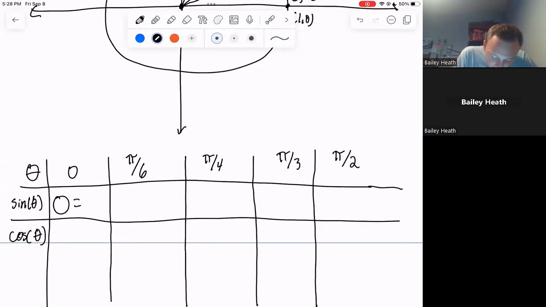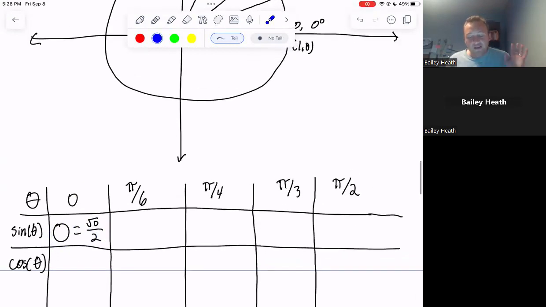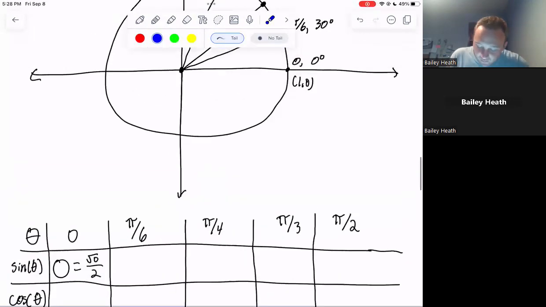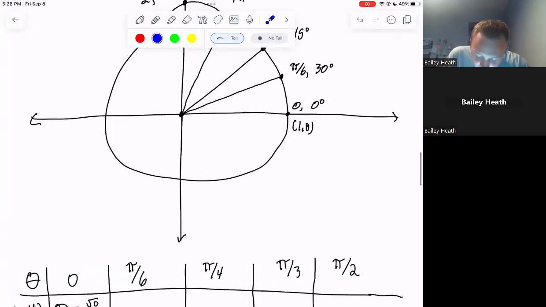Now I'm going to write some things a little bit funny in this video. You can ignore the funny ones for now. We'll come back to them later. Technically, this isn't wrong. The square root of 0 is 0, and 0 divided by 2 is 0. But you can ignore this for the time being. We'll come back to it later. I promise it'll make sense. But sine of 0 is 0, as we just saw. Similarly, cosine of 0 is just the x-coordinate here, which we can see is 1.